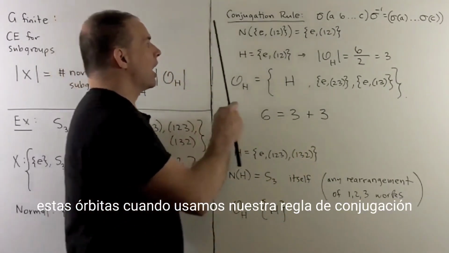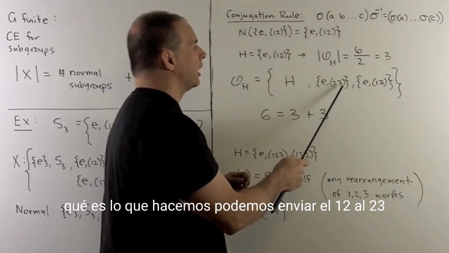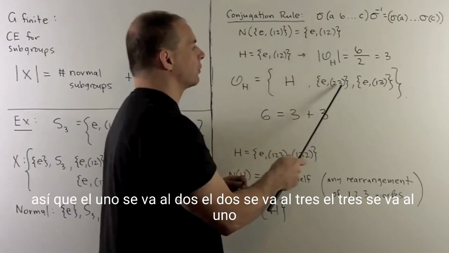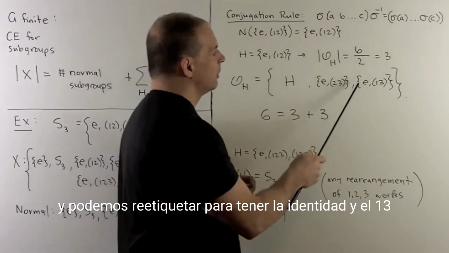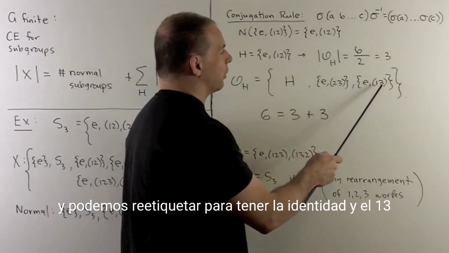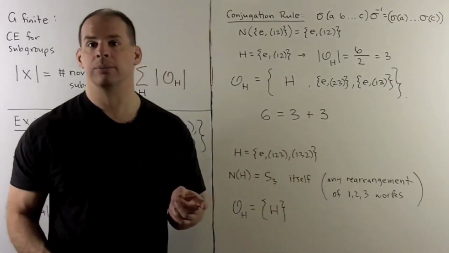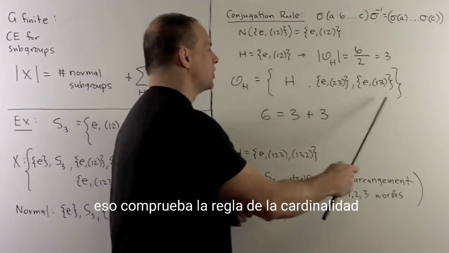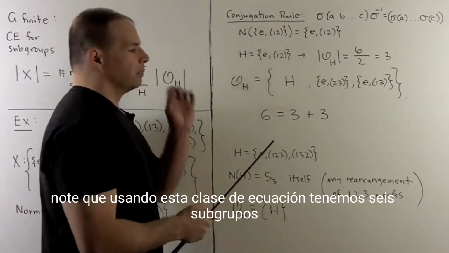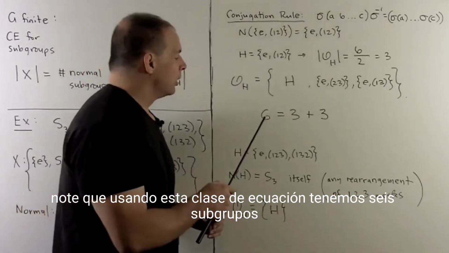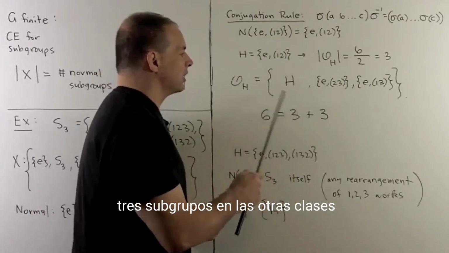Those orbits, when we use our conjugation rule, well, we can send 1, 2 to 2, 3. So 1 goes to 2, 2 goes to 3, 3 goes to 1. And we can relabel to get identity and 1, 3. So 1 goes to 1, 2 goes to 3, and then 3 would go to 2. So that checks the cardinality rule. Note, using this class equation, we have 6 subgroups. We have 3 normal subgroups, and then 3 subgroups in the other class.